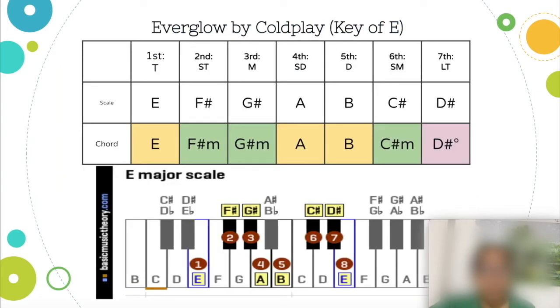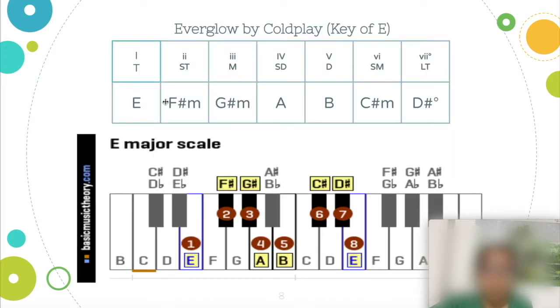Alright? And in the previous lessons, I've told you that the first, fourth, and fifth chords, or the tonic, subdominant, and dominant chords of any major key must always be played using the major chord quality. And the second, third, and sixth chords must always be played using the minor chord quality. So F sharp minor, G sharp minor, C sharp minor, and then E major, A major, B major. Then the seventh chord must be played using the diminished chord quality. So these are the chords that we can choose from, these 7 chords. So we've narrowed down our choices, right?